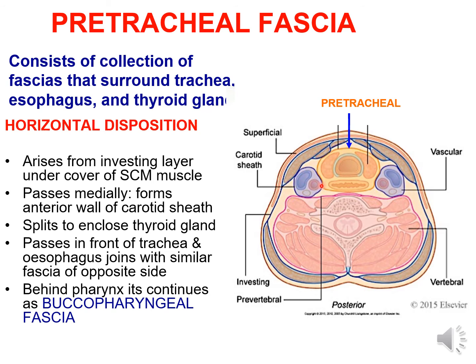It will form the anterior wall of the carotid sheath. Then it will split to enclose the thyroid gland. Then it passes in front of the trachea, around the oesophagus, and will join with the similar fascia of the opposite side. Please remember that if you trace this pretracheal fascia upward, you will notice that behind the pharynx, which is the upward continuation of the oesophagus, it becomes continuous as the buccopharyngeal fascia.